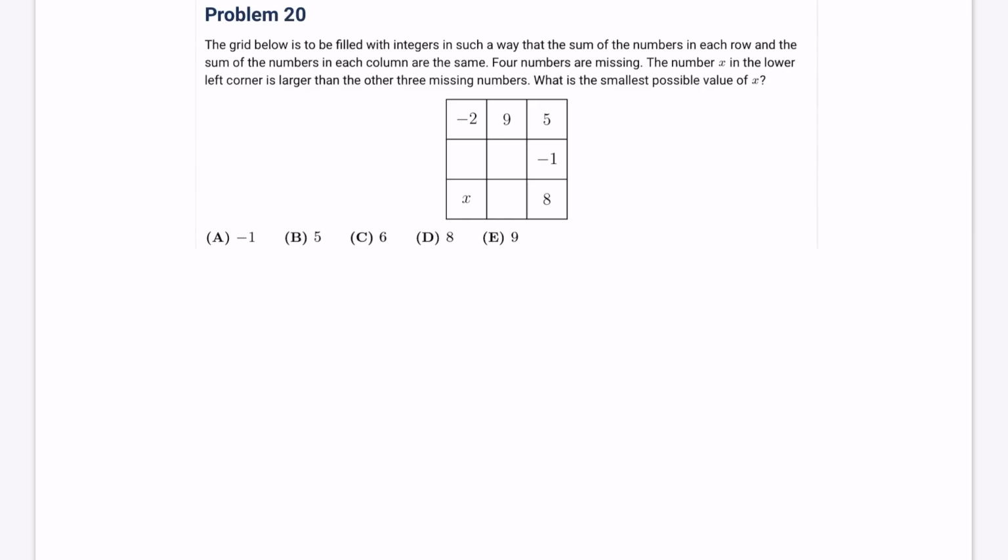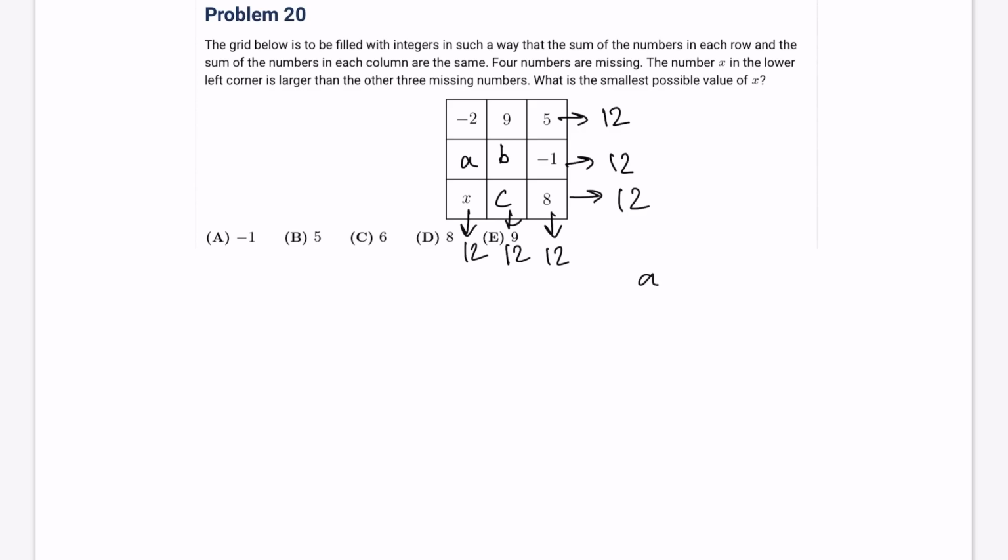First, we can fill in the missing boxes with variables a, b, and c for the boxes that aren't filled in with x. So we know that the sum of the rows, by summing this row up, is -2 plus 9, which is 7, plus 5 is 12. So all of these rows must sum to 12. And then similarly, all the columns must sum to 5 minus 1 is 4 plus 8 is 12.